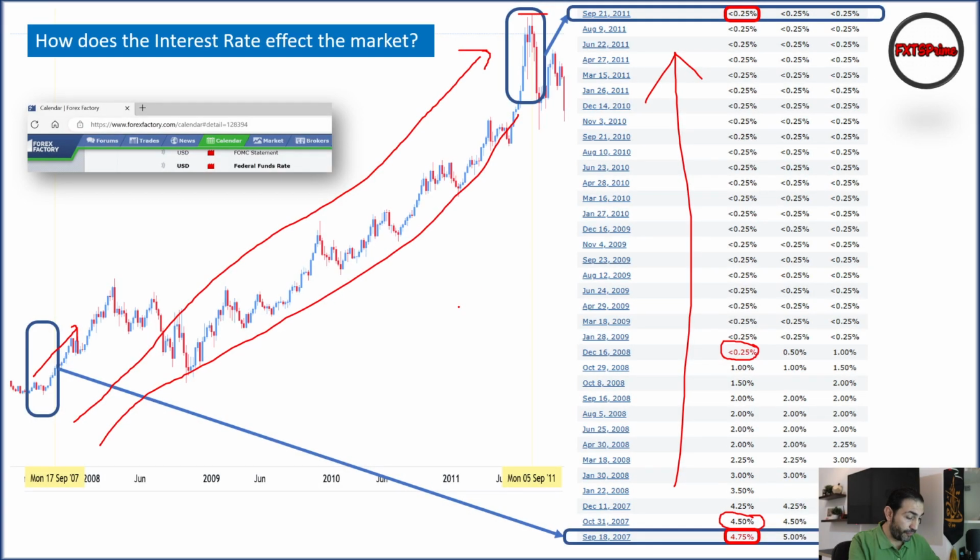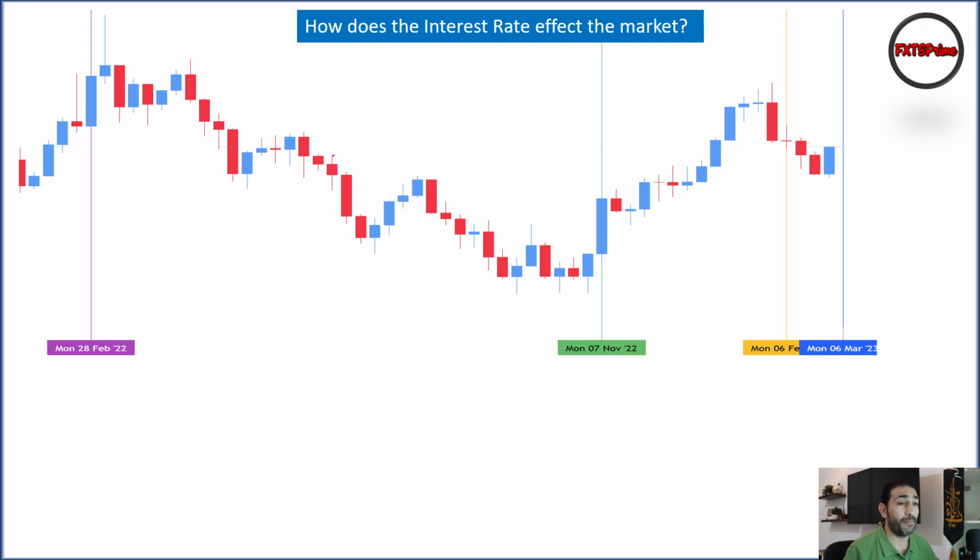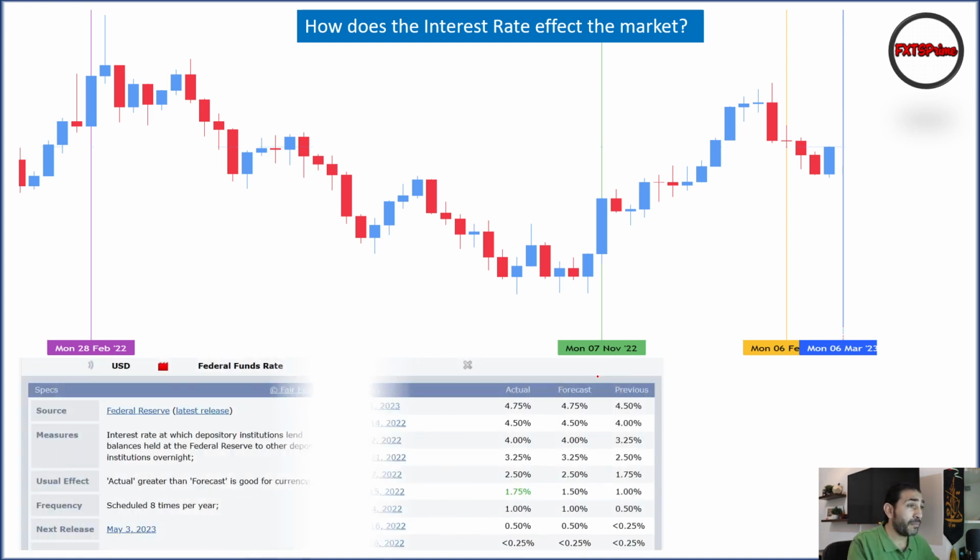Okay, so let's move now and see how the interest rate affects the market in the second slide. I'm going to give you another example, starting from February 2022, recently, and going to November 2022. So we are talking about almost 9 months. Let's see what has happened to the Federal Reserve Bank interest rate.